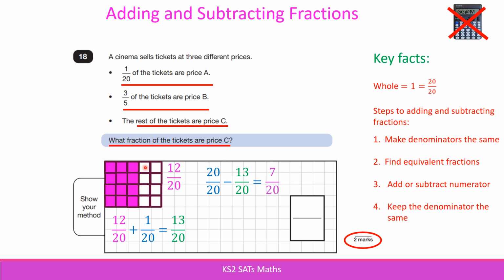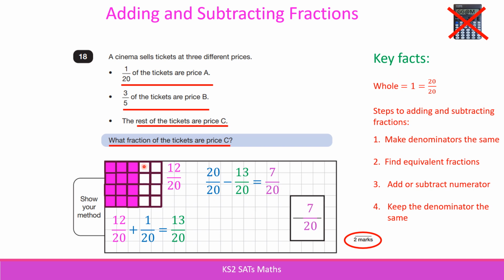How many sections are left? So you can see the ones which are left, there's 1, 2, 3, 4, 5, 6, 7 left, or 20 take away 13 is 7. So that was 7 out of 20 which remain. That answer needs to be written in the box here, 7 over 20.